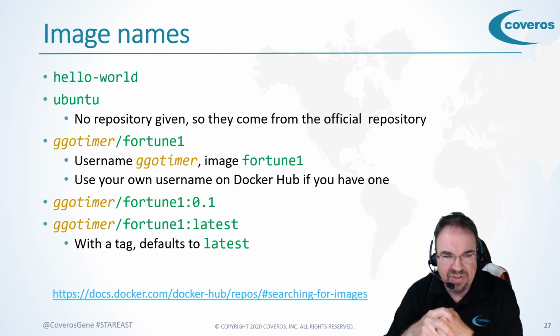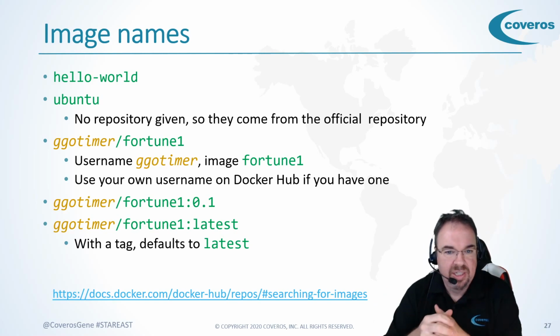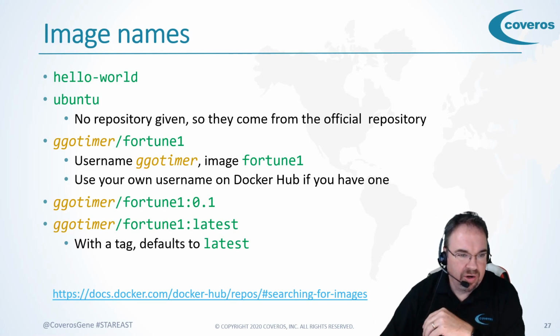But I could also have something that was my own, and we're going to go ahead and create this one. For me, I'm going to call it gotimer/fortune1. You should call it your name, especially if you have a Docker username or Docker Hub username, your username/fortune1. If you don't have a Docker Hub username, don't worry about it. Just make something up. You won't be able to push it anyway. But the convention is your username/the image name. All right, but that's not all there is to image names. So we're going to go ahead and create this.